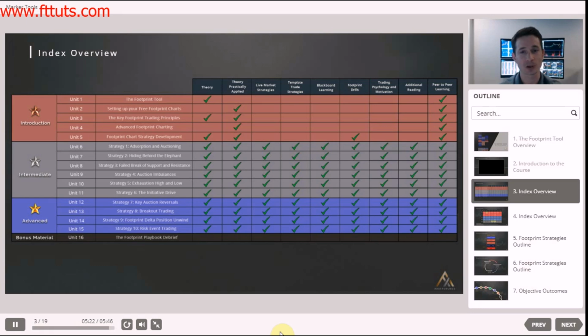Obviously, once you get to unit 16, you can then go and view a debriefing, a strategy session of how I would take the tool at the end of the day, how I would go look for new strategies, and how I would apply my understanding to the Footprint tool. And do note, guys, this is exclusive material only. It will only be for the Footprint subscribers.